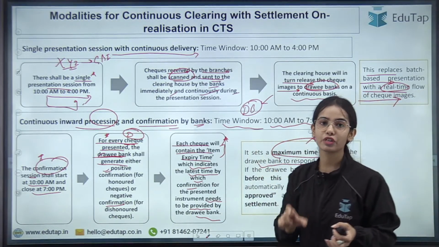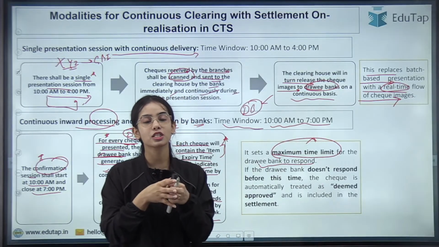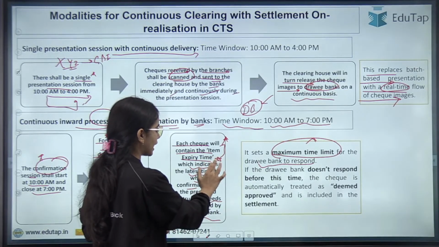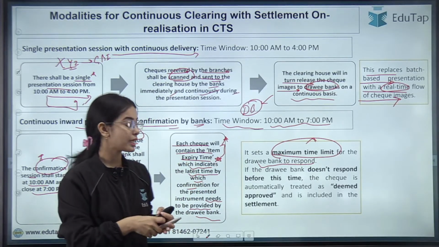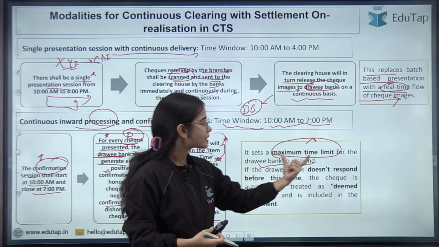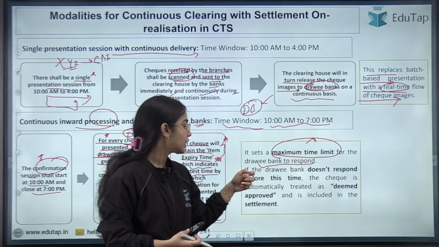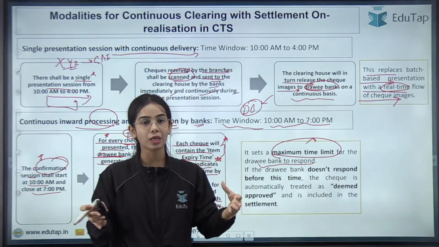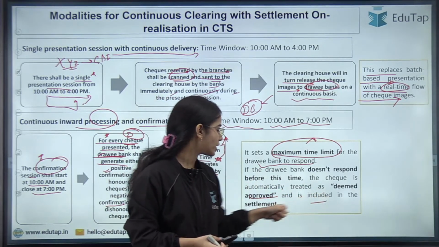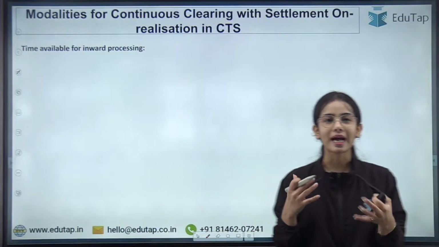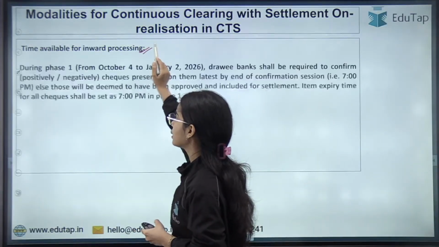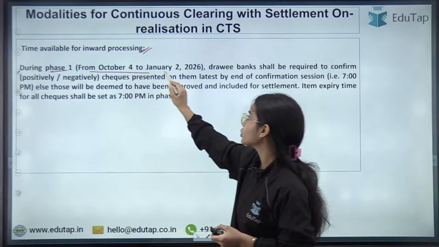So for each and every check, now there is no batch presentation, there is no batch processing system being followed. For every check there will be an item expiry time which indicates the latest time by which the confirmation has to be provided. It sets a maximum time limit for the drawee bank to respond. If the drawee bank doesn't respond within the given time limit, then the check will be deemed approved by the drawee bank and is included in the settlement cycle. So what is this item expiry time? How much time is being given to the drawee bank? The time available for inward processing during phase 1, that is from October 4 to January 2, 2026.